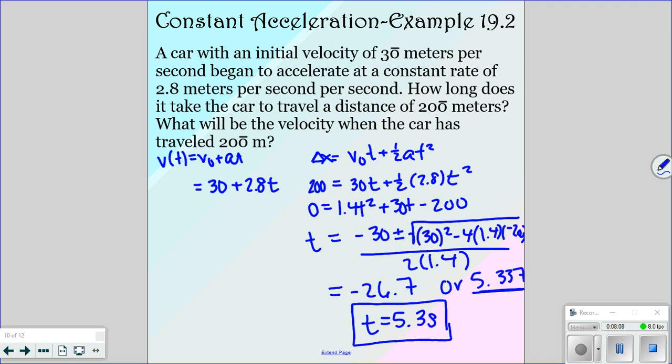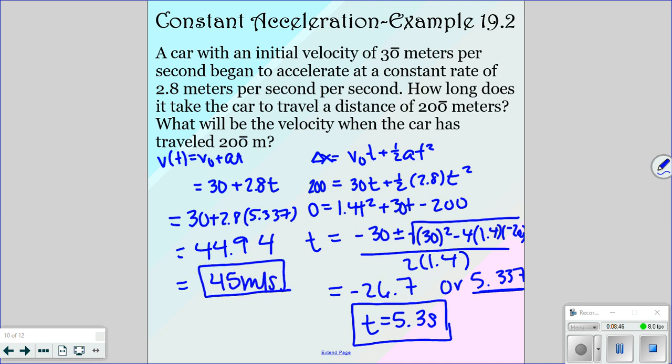Now we have to find the velocity when it had traveled 200 meters. So we're just going to plug that into our equation. So 30 plus 2.8 times 5.337. And so you should get 44.94. And we again want 2 sig figs, so that would be 45 meters per second. So that would be your answer for the velocity there.